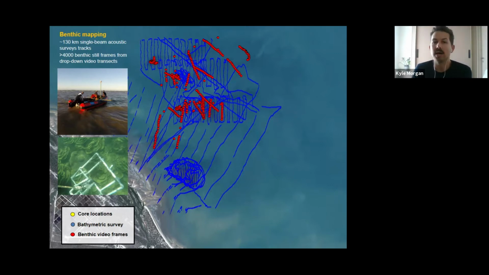We then supplemented these geophysical surveys with hours of drop-down video transects across the main reef sequences. And from that video, we extracted over 4,000 benthic still frames that we used to quantify different ecological metrics. So we looked at the different benthic cover and substrate cover. We looked at coral cover, the different composition of coral communities. And we also looked at reef structural complexity. And because we had this really detailed digital elevation model, we were able to depth calibrate all of this ecological data.